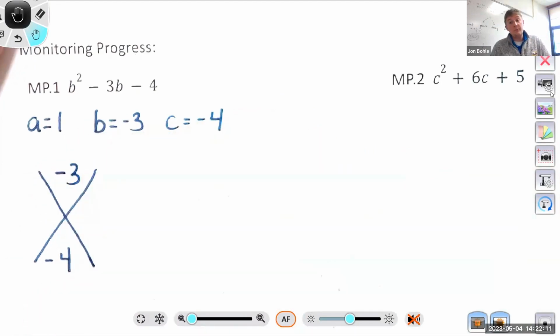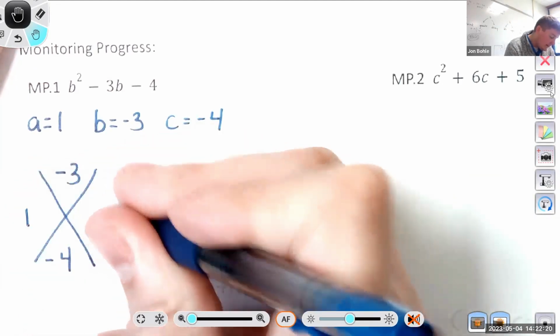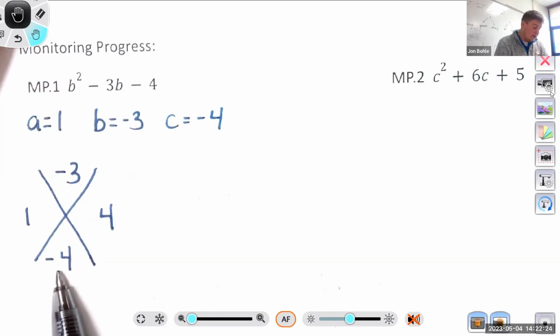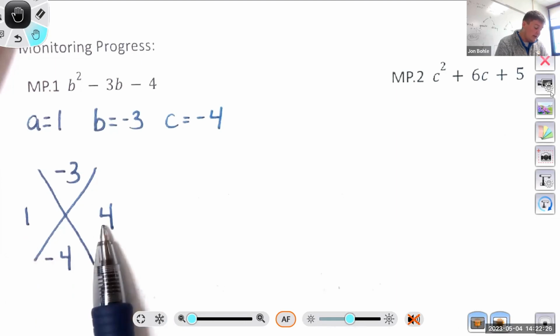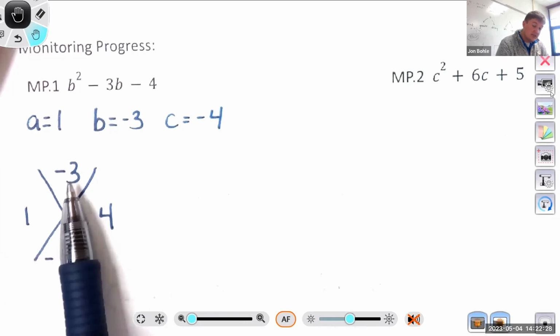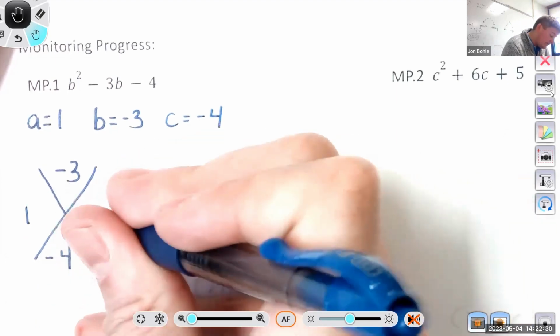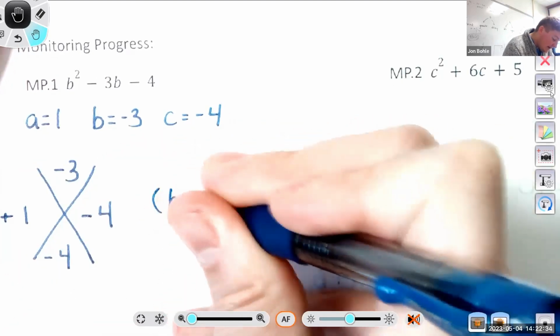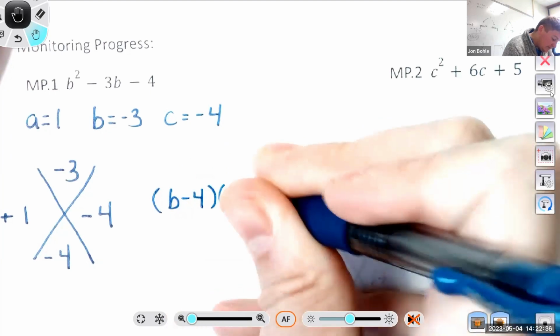I'm multiplying to a negative, so I'm going to think subtraction instead of addition. Most people get stuck on 2 and 2, but you do have the combination of 4 and 1. Since I'm multiplying to a negative, one's positive and one's negative, we know that I'm subtracting to a negative number, so that means the larger value is negative. So our factors are going to be b minus 4 times b plus 1.